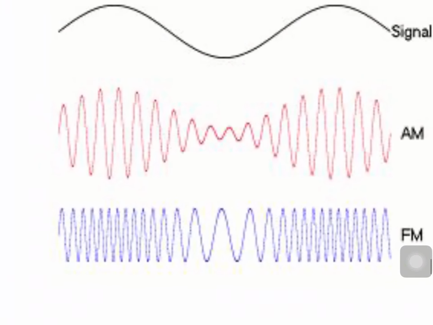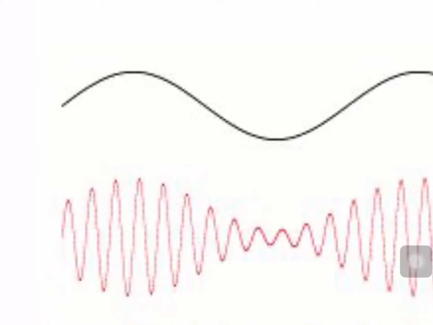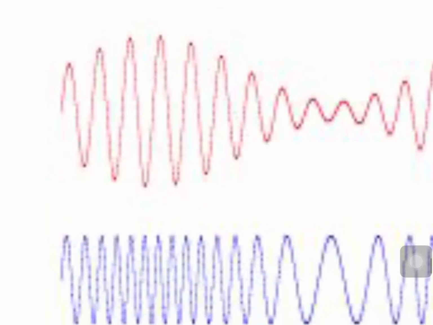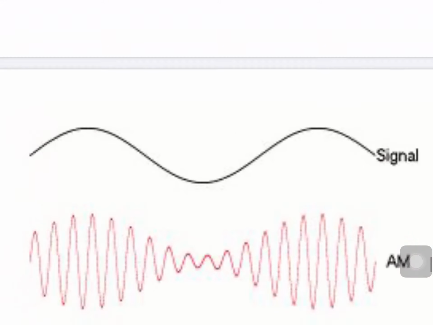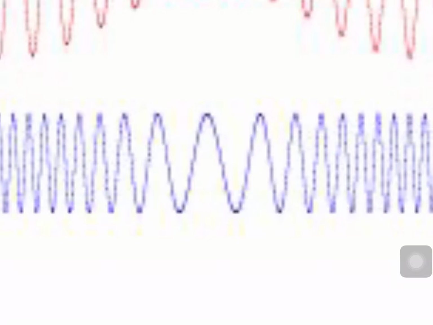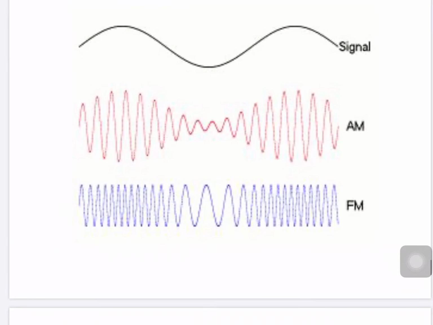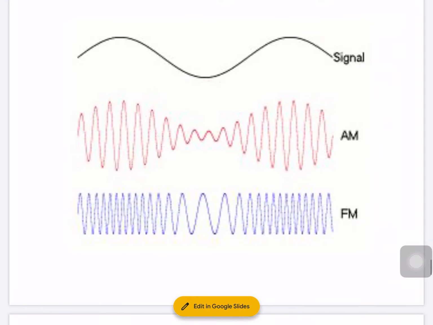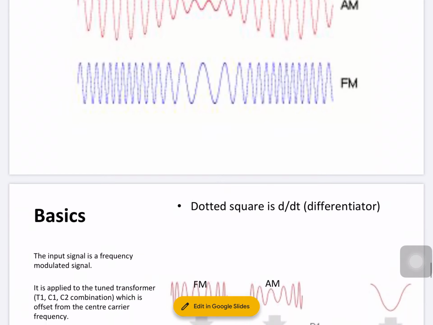low. So you can say that when the amplitude of the original signal is very high, the frequency of the frequency modulated signal is very high, and when the amplitude of the original signal is very low, the frequency of the frequency modulated signal is also very low. So in a frequency modulated signal, the frequency is varied according to the amplitude of the original signal.